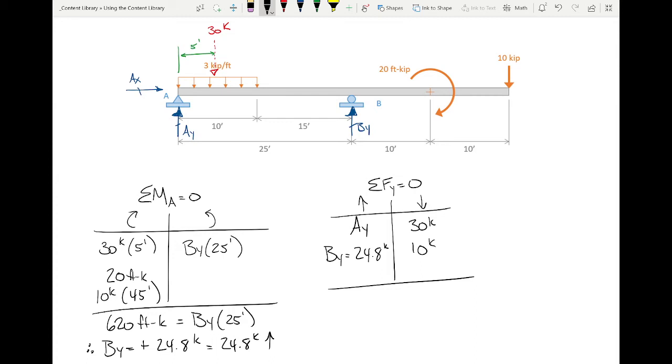So AY plus 24.8 kips is 40 kips. AY is what? Is that 15.2?